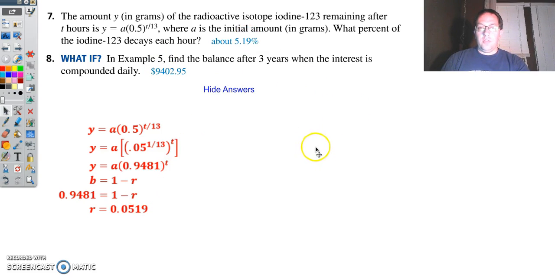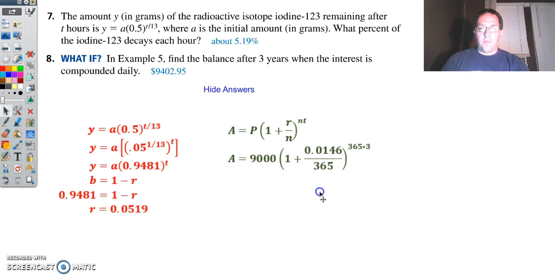Now the compound interest. Start with the compound interest formula. Plug in what we've got. The only thing that changed here is it's 365 compounding periods, not 4. Everything else is the same. Same interest rate, same principal, same 3 years. And here we get an extra little bit, a couple of pennies. All right, the more often it's compounded, the more you'll get paid. So that's nice. And that is exponential growth and decay.